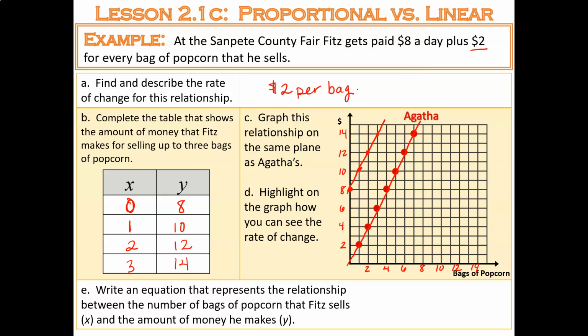So we did that. D, highlight on the graph where you can see the rate of change. So here's the rate of change, up 2 over 1. Same here, up 2 over 1. That's where you can see that on the graph.